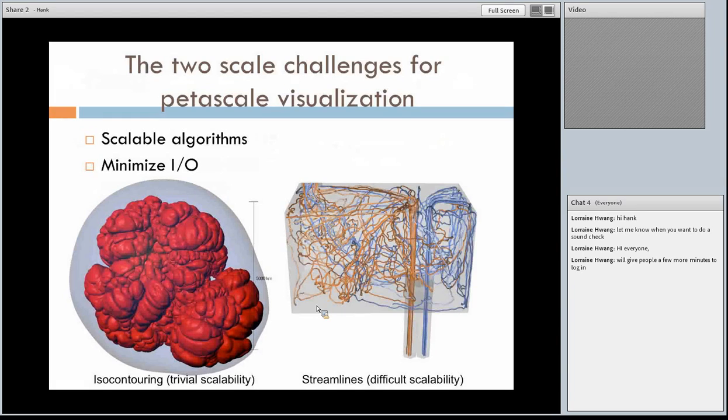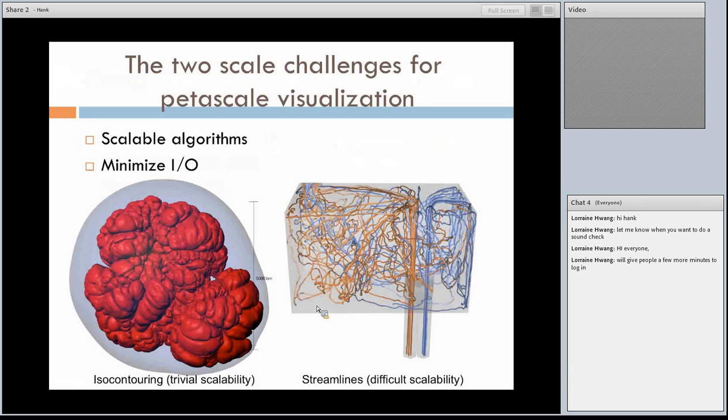Okay, so now I'll talk just a little bit about petascale visualization and the challenges that we have now. It's a way of contrasting it with exascale visualization and the challenges going forward. With petascale visualization, there are really two sets of challenges. One is to design scalable algorithms. Here we have two visualization techniques. In the slides, the one on the left is isosurfacing, finding a surface of constant value, and the one on the right is called streamlines.